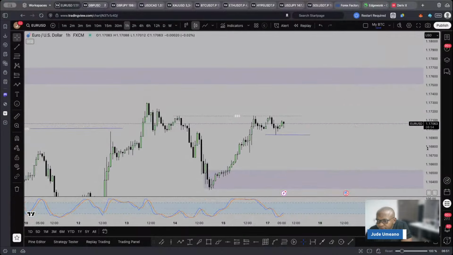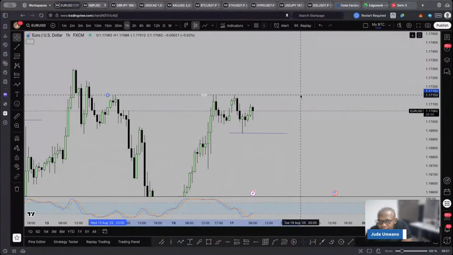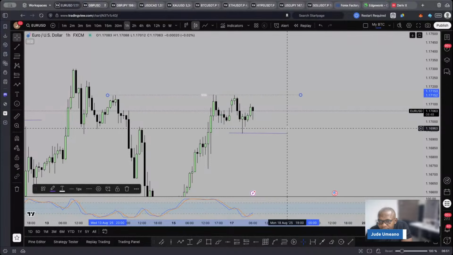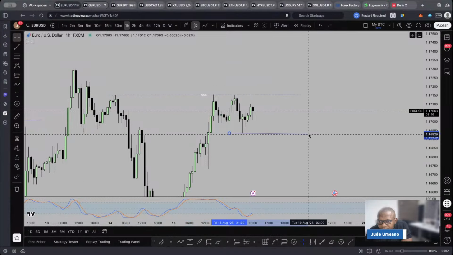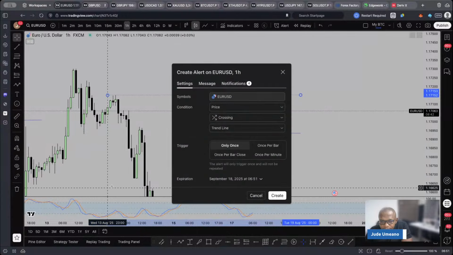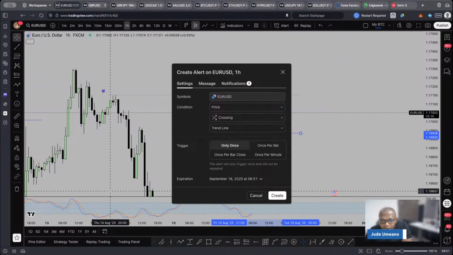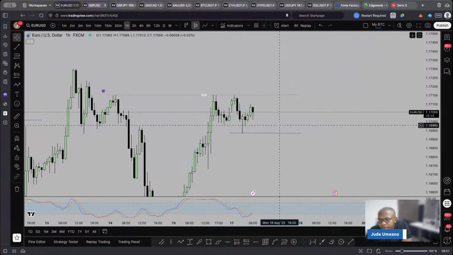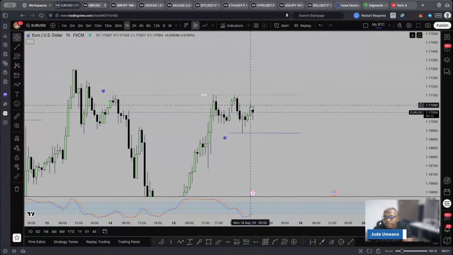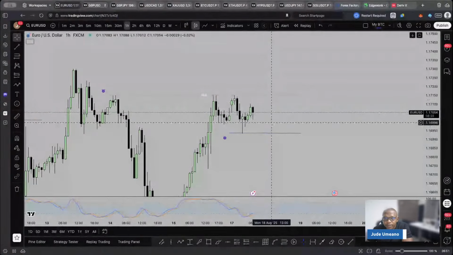So what I do is this. I'm going to take this top, which is my liquidity, and this bottom, and simply put an alert here. I'm going to create an alert here, also create an alert at this particular point, and just wait for what happens in this region. A break, I know what to do. A breakdown, I know what to do. But we're not done with our analysis.